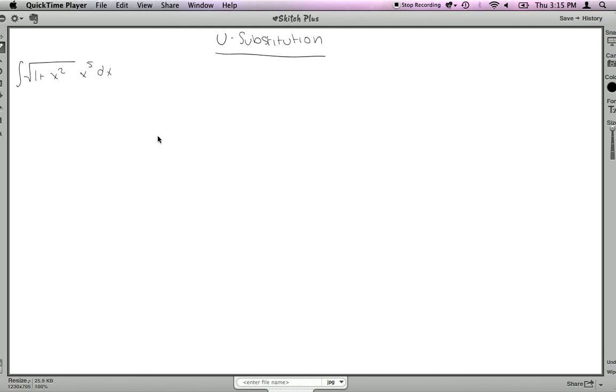Today we are going to talk about U-substitution. Now, U-substitution is a little tricky when you first get started, but it is one of the most useful tools you can use when integrating. Let's talk first about when you're going to use U-substitution. And we'll start by looking at the example problem we're going to work out in a second here.